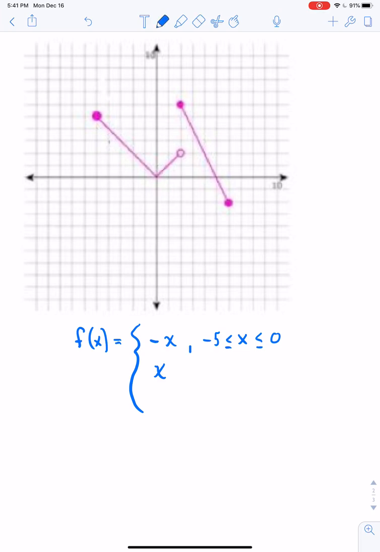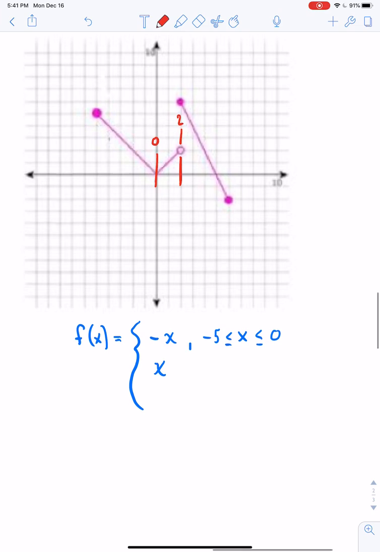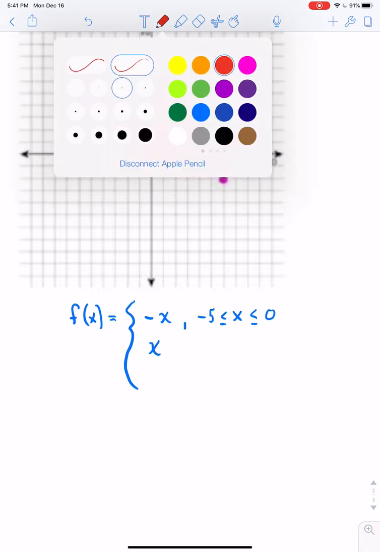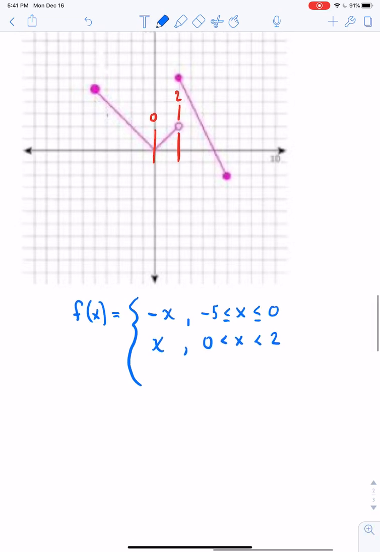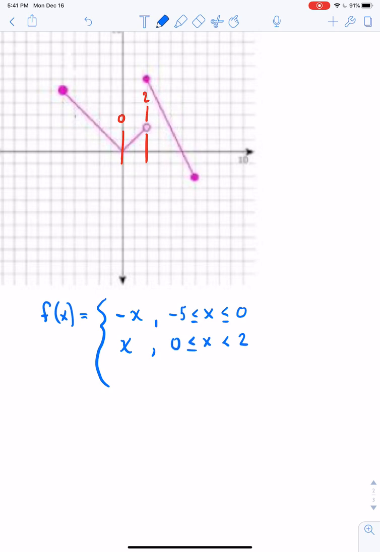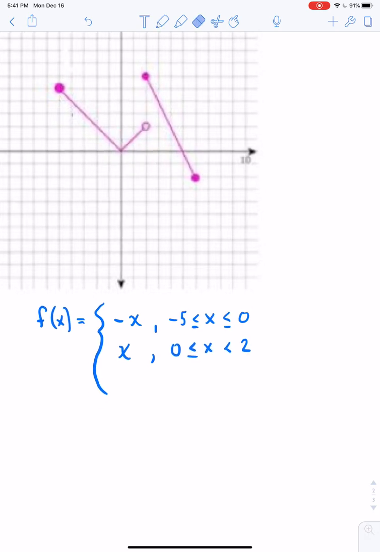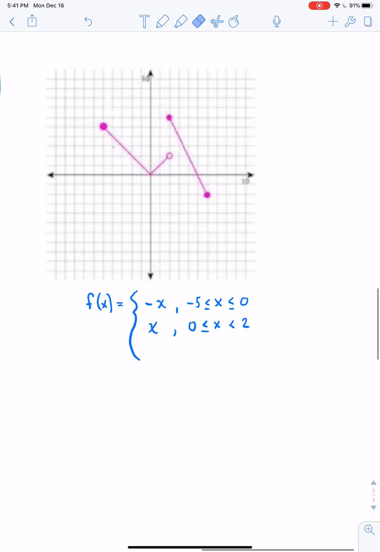When does it behave this way? Line 2 behaves this way between these values. This x value is 0, and this x value is 2. So when x is in between 0 and 2, that's how it acts. So 0 and 2. Do I underline these inequality symbols? I'm going to underline this one, but not this 2, because that is an open circle, so it is not included in that rule. All right, almost done here.